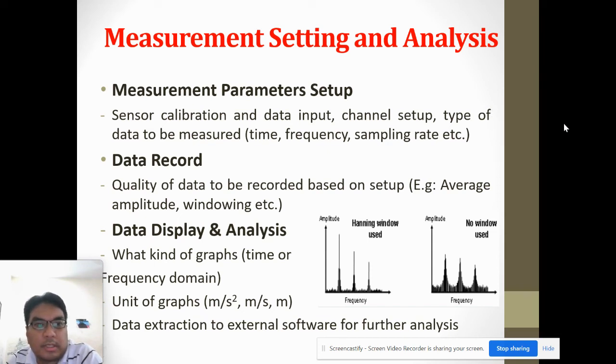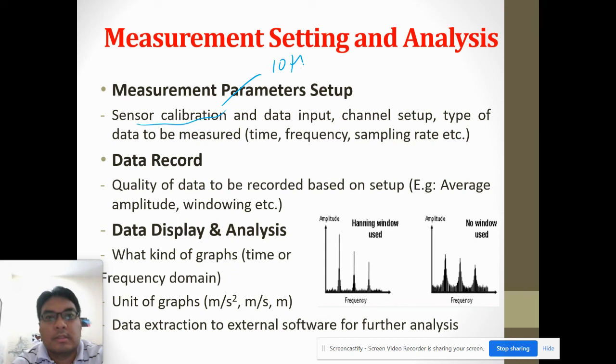During this stage you need sensor calibration. If you use an accelerometer, you need to calibrate it, because we need to check whether the accelerometer is functioning well or not. Basically the calibrator is like a small shaker that gives a fixed frequency and fixed amplitude. If you put the sensor on the calibrator, and the sensor gives an output signal, for example, at 10 hertz with an amplitude of 10 meters per second squared, then you know that your sensor is functioning well.